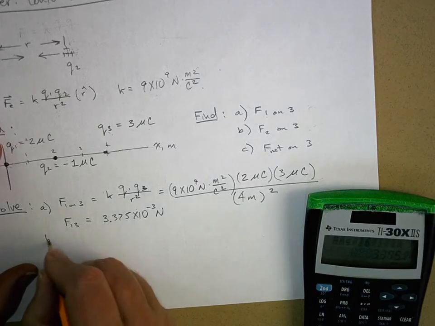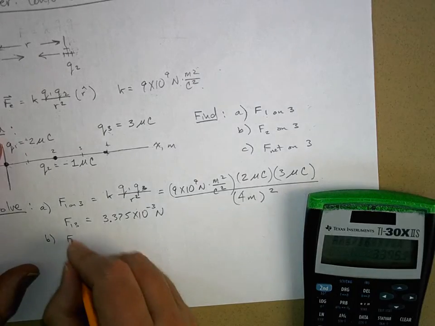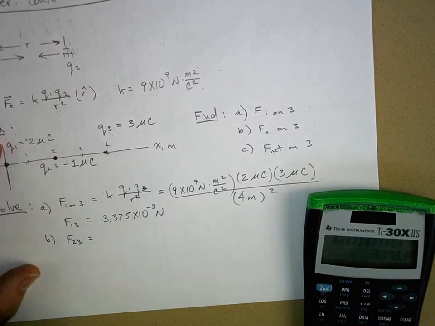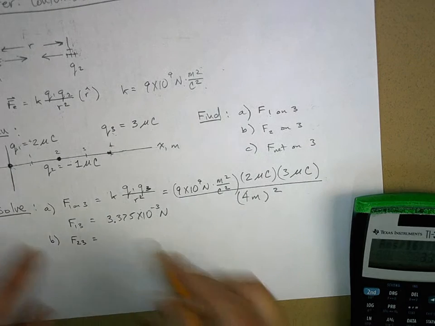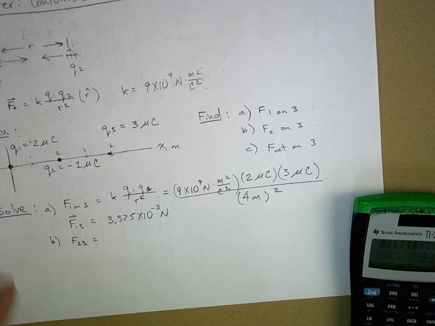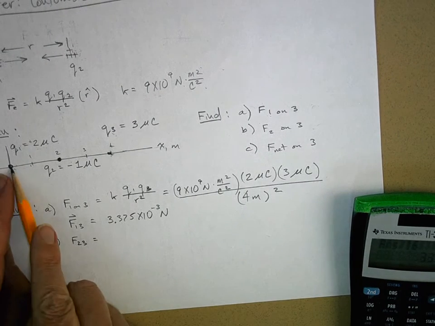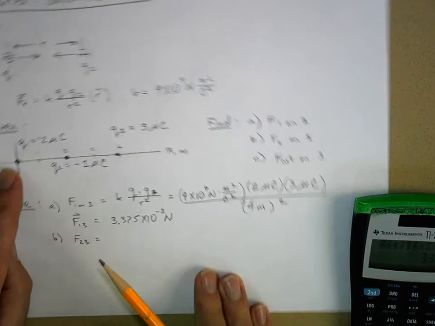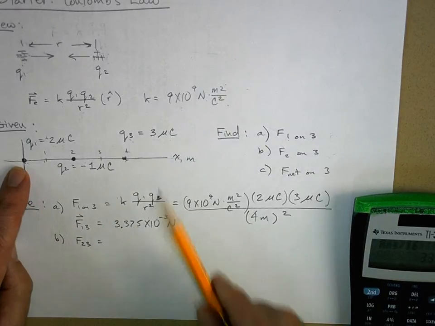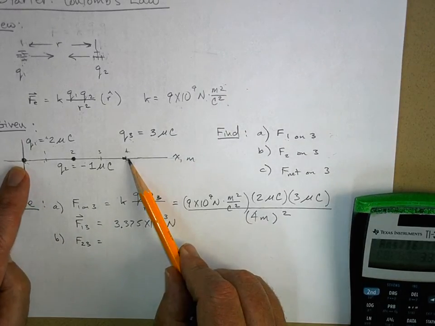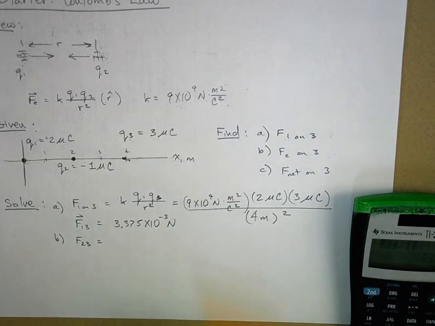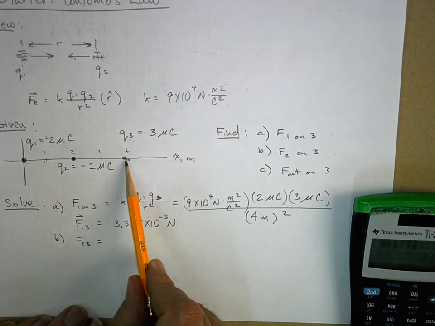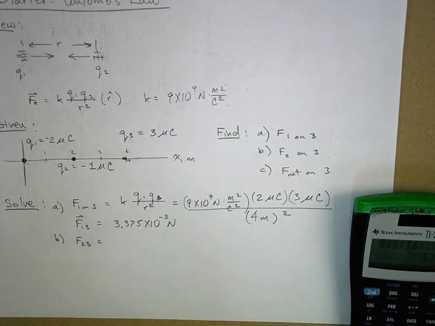Now for part B, the force of 2 on 3. Let's get direction. Now look, Q1 is positively charged, and Q3 is positively charged. So what are they going to do? What are 1 and 3 going to do? They're going to repel each other. So what is the direction of the force on 3? It's to the right.